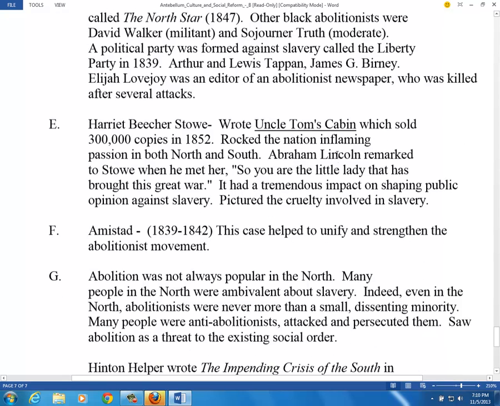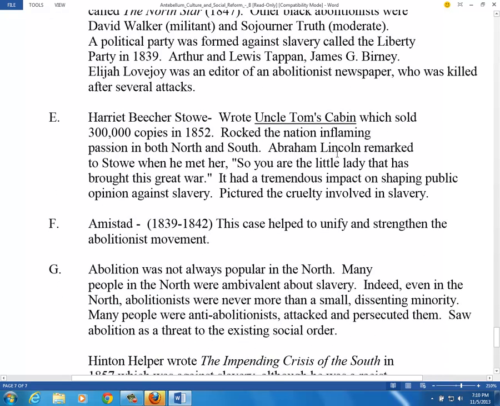And then Harriet Beecher Stowe wrote Uncle Tom's Cabin. Lincoln said to her when he met her, he blames her for the Civil War, right? So you're the little lady that has brought on this great war. Because he knew that her book got to the hearts of the average American in a way that nothing any politician would ever say could do. She pulled at their heartstrings, and she got a lot of people to get off the fence and to realize slavery, it's wrong, it's inhumane, and we shouldn't tolerate it in this country.